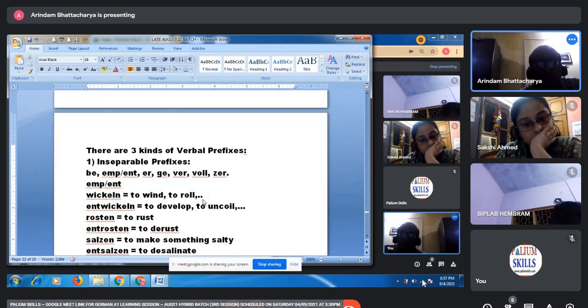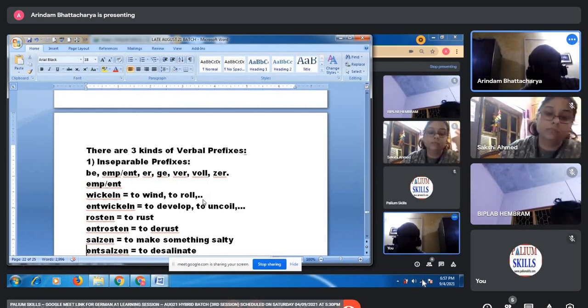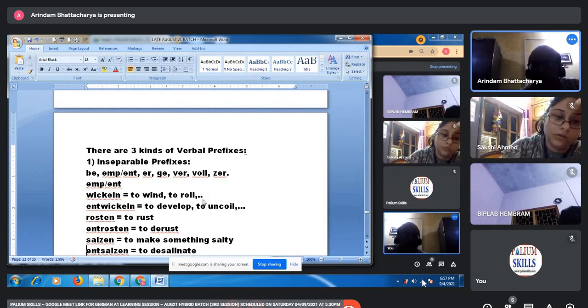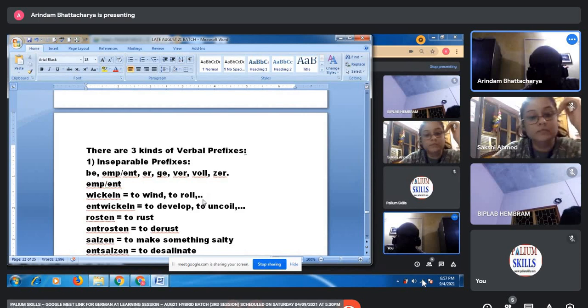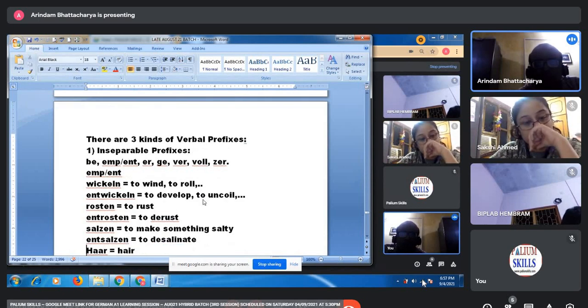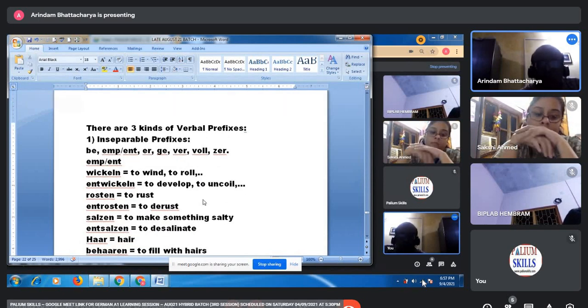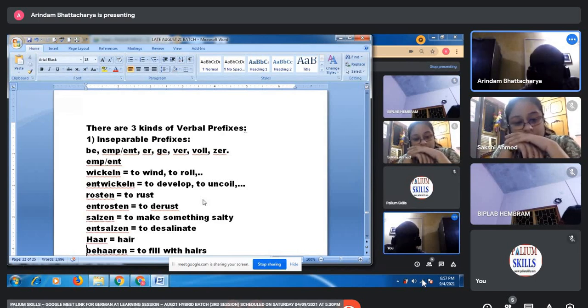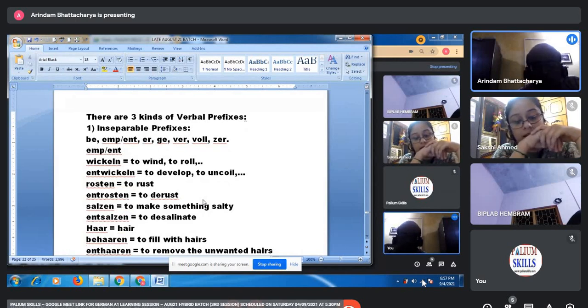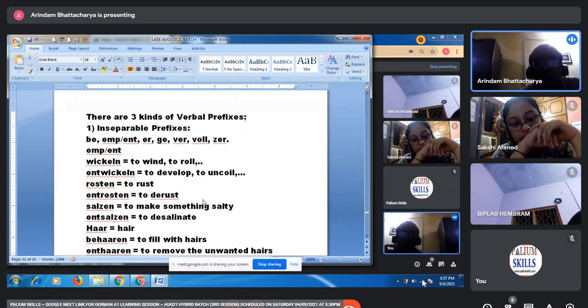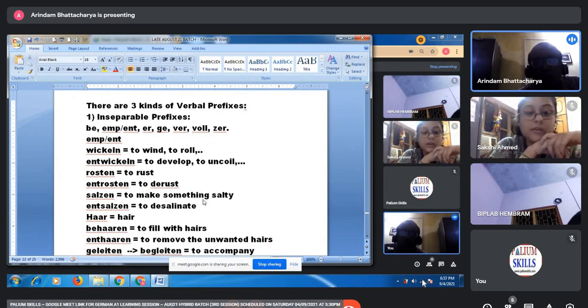Rosten, to rust. Entrosten, to derust. Salzen, to make something salty. Entsalzen, to desalinate. That is salinate and desalinate. Haar means hair. Behaaren means to fill with hairs. Enthaaren, to remove the unwanted hairs.